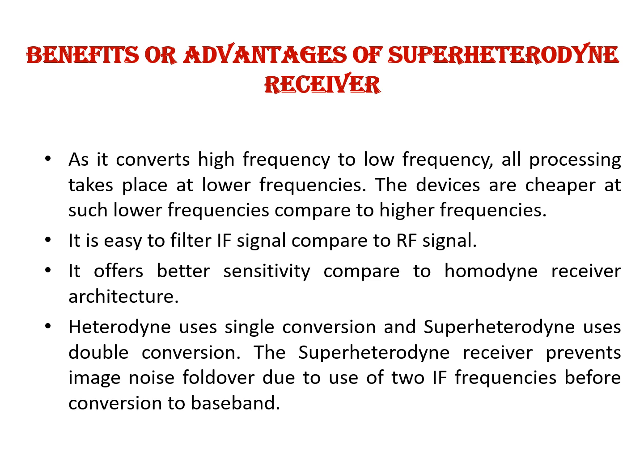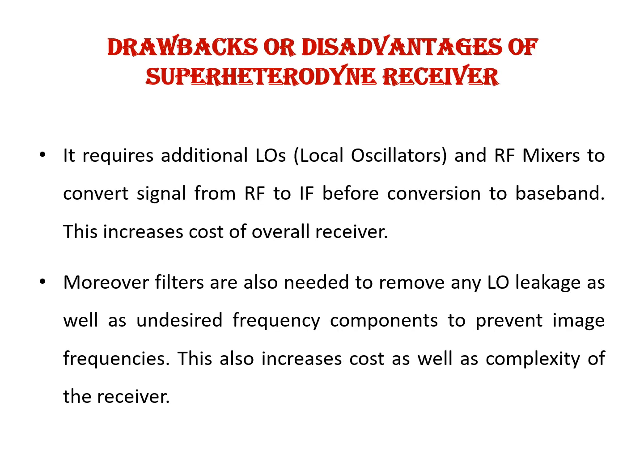Third, the sensitivity of the device is somewhat better compared to the heterodyne receiver architecture. And fourth, the heterodyne receiver uses single conversion, and the superheterodyne uses double conversion. So both conversions are possible. It will prevent noise foldover due to the use of two IF frequencies before conversion to the passband.